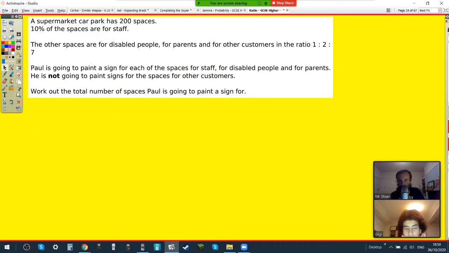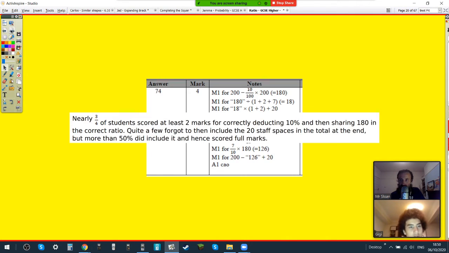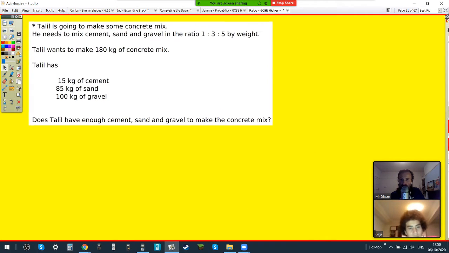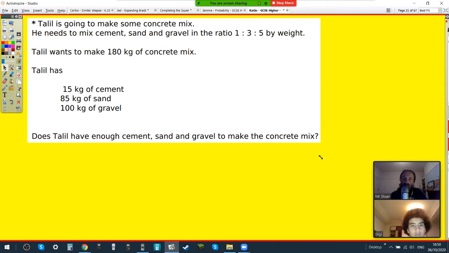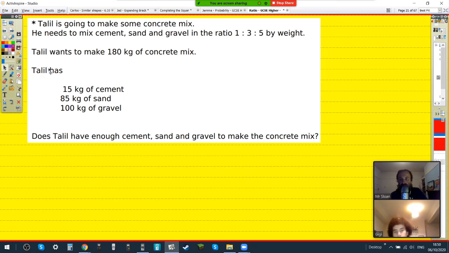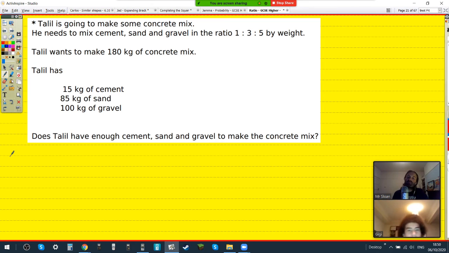What is this? It's just long. It's just long, this one. Yeah, it's pretty standard one. Okay, how about this one? Right. 135, 180. Oh, does he have enough? How much would he need?